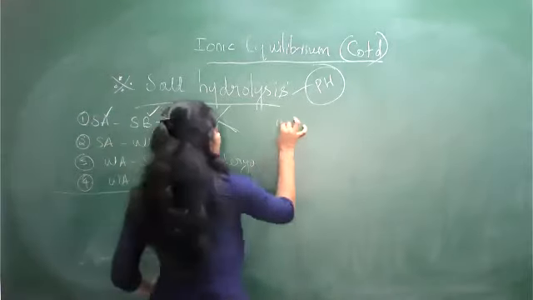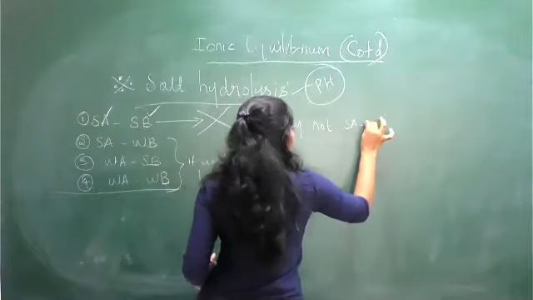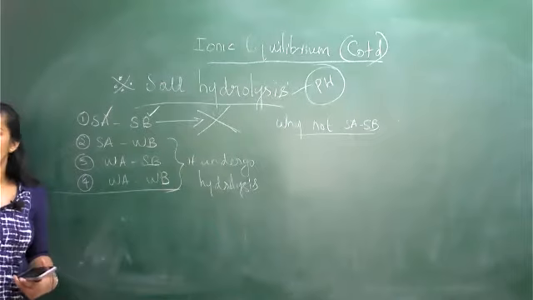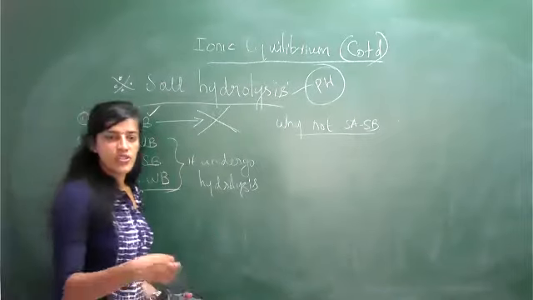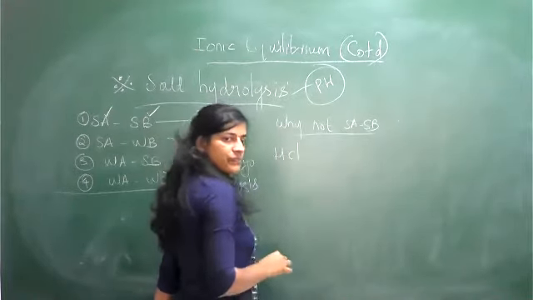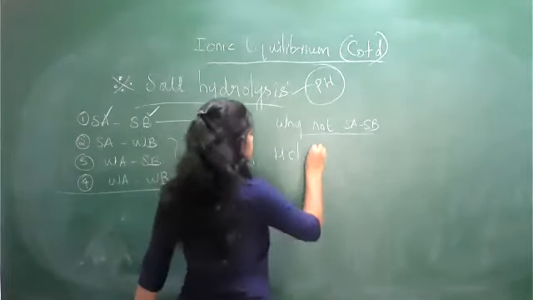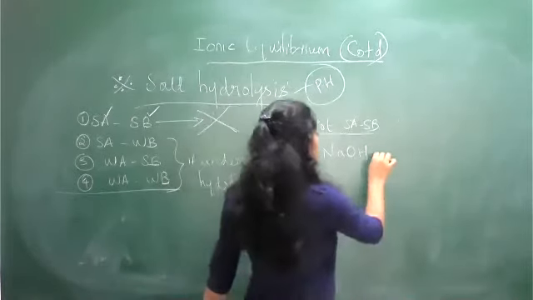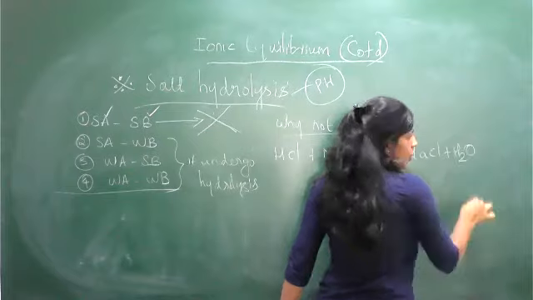Why not strong acid, strong base? We want to prove it. For example, for the strong acid, strong base category, we can take HCl. Listen now, everybody. HCl is a strong acid. NaOH is a strong base. After the combination, we will get NaCl plus H2O, water, no doubt.